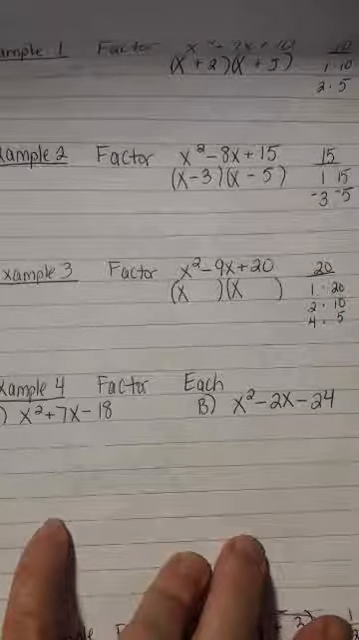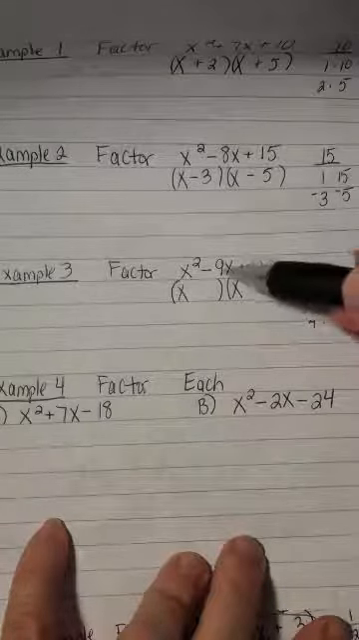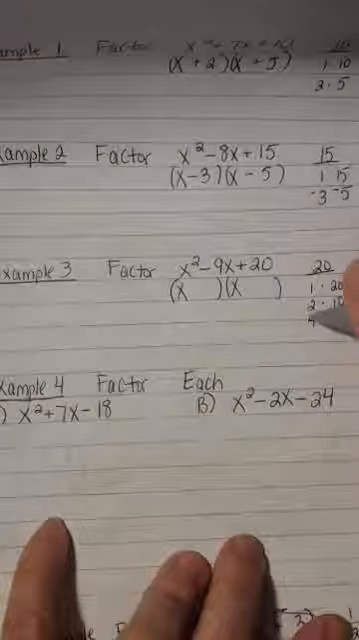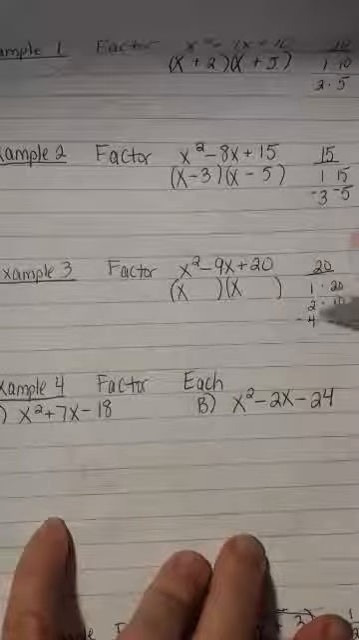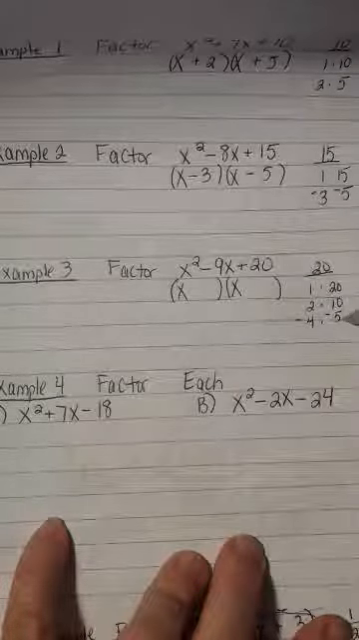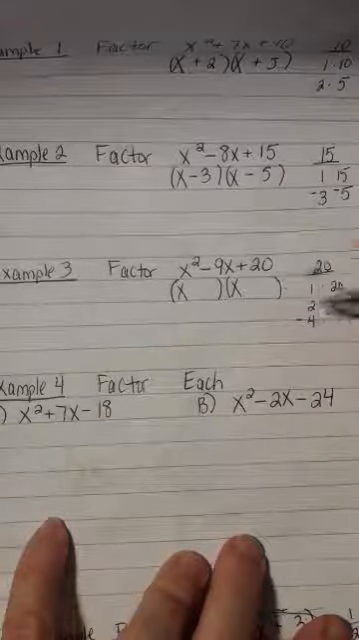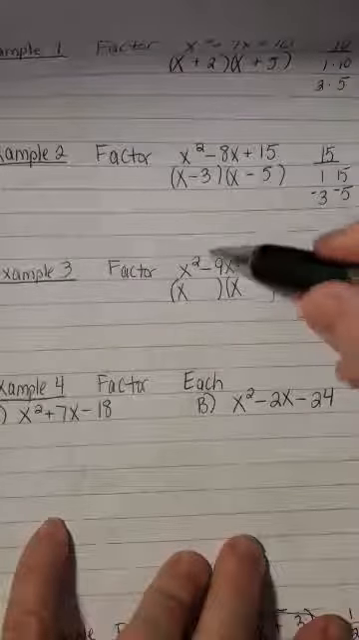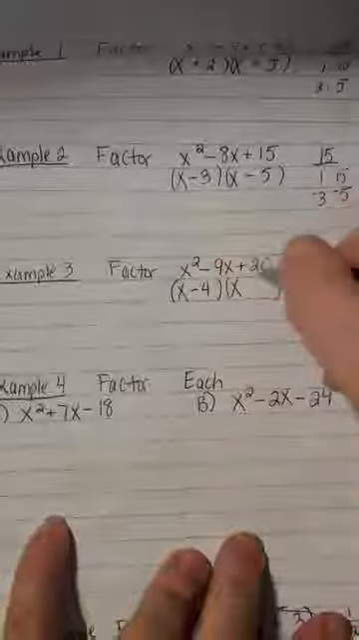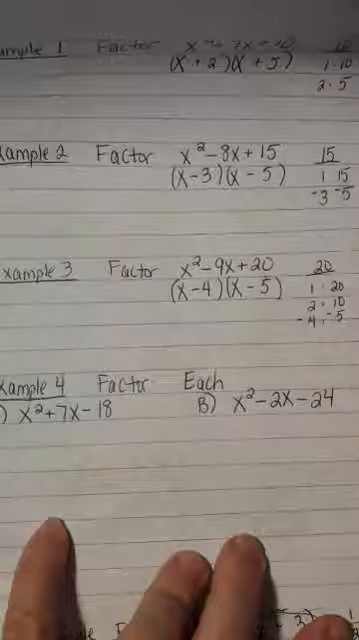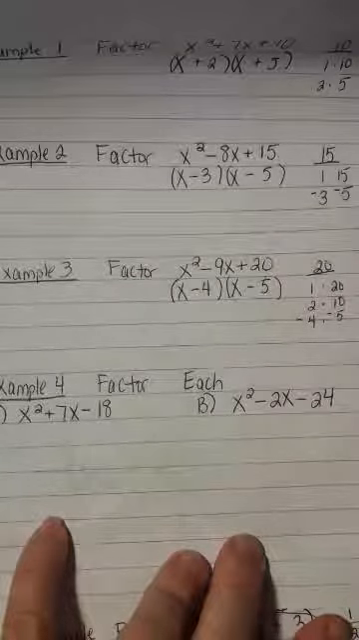Now remember, you want to select the pair that adds to be negative 9. So that means this 4 and this 5 have to have negatives with them. Negative 4 times negative 5 is positive 20. And negative 4 plus negative 5 is negative 9. So you just fill it in the parentheses. Minus 4, minus 5.